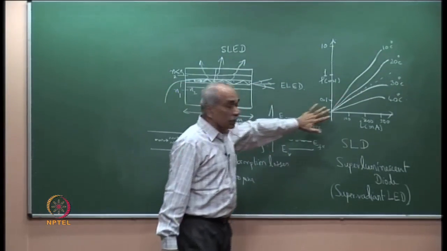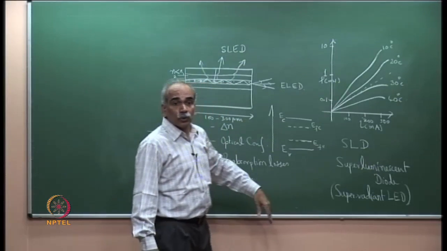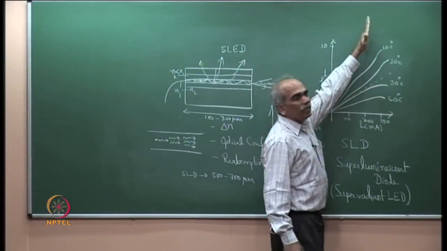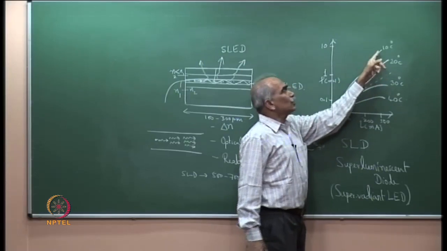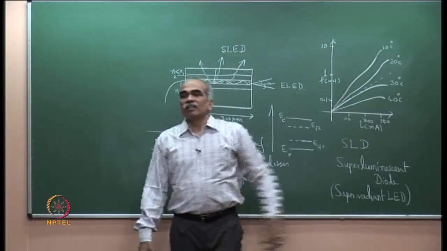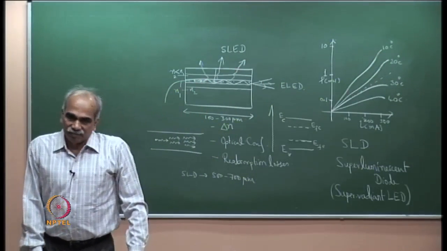These are measured curves in superluminescent diodes. You can have power increasing upward. You can see a change in slope here because of stimulated emission gain.